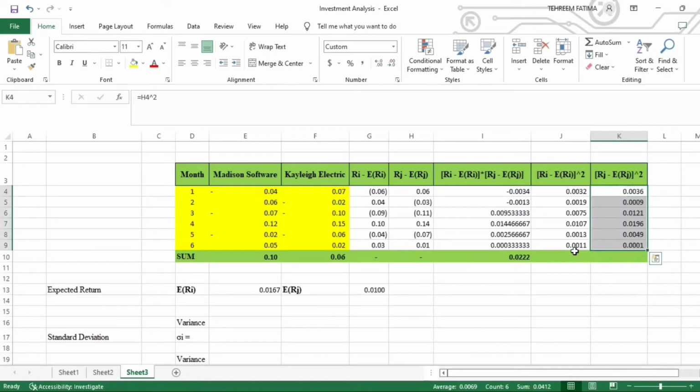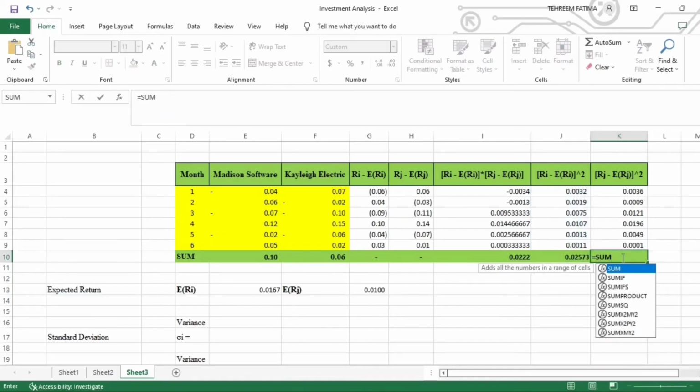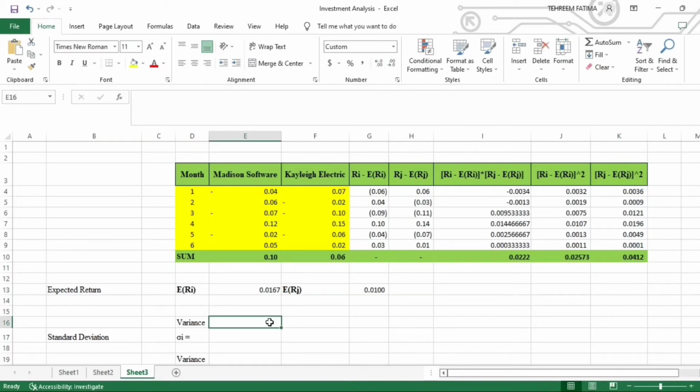I'm going to compute the sum for both: equals sum, parenthesis open, select the data, parenthesis close, enter. Equals sum, parenthesis open, select the data, parenthesis close, enter. I'm going to compute the variance as per the formula: equals the sum product divided by the number of periods or investments, which is 6, enter.